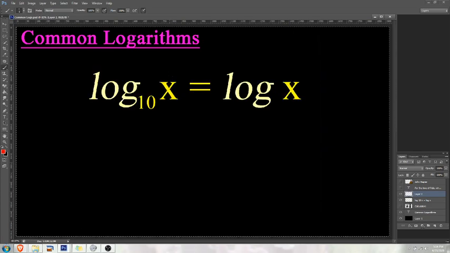This is your common logarithm. The base of a common logarithm is always 10. It's always 10. This 10 here is invisible. It's implied. It's not written, but it's there. We've seen a couple of other mathematical expressions and terms and operations that sort of imply numbers like that.